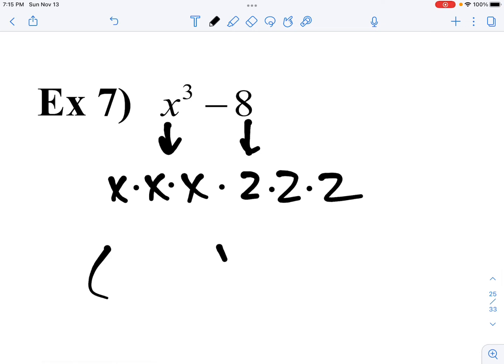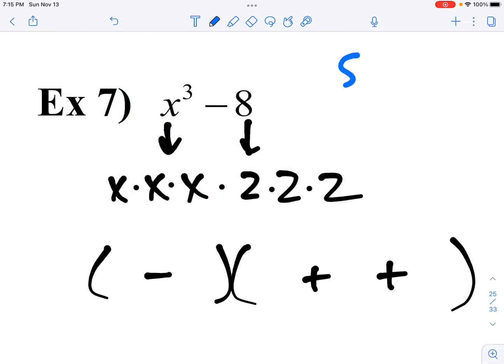I'm going to set up my parentheses, a little one and a big one. The same sign goes first, so that's going to be a minus. The opposite sign of this goes next, so that's going to be a plus. And the last sign, no matter what, is always positive. That is what SOAP stands for. The same sign goes first. The opposite sign goes next. And then the last sign is always positive. That's what AP stands for.